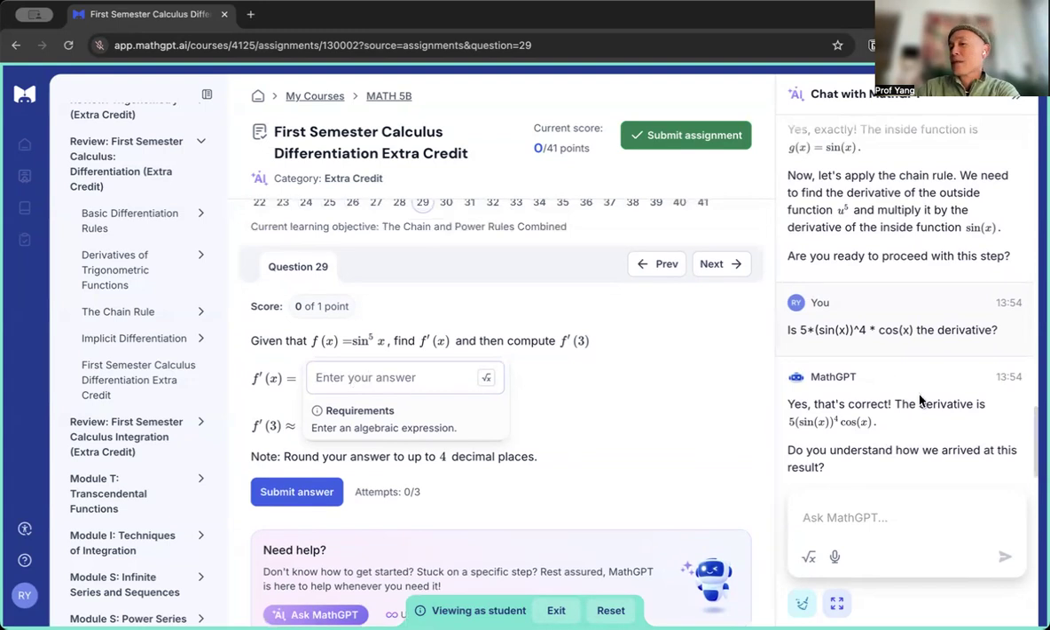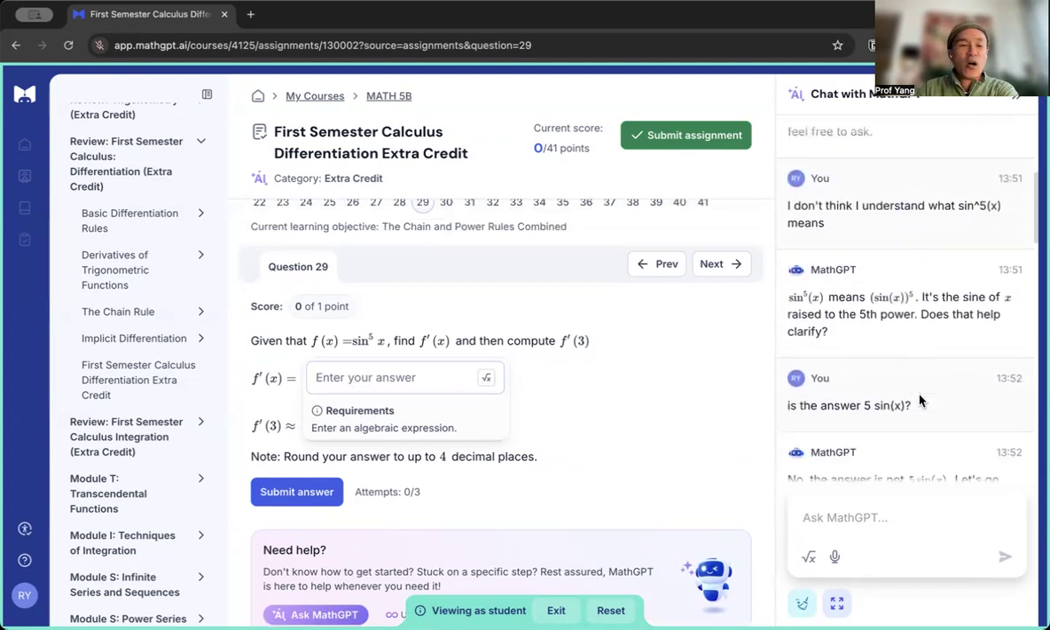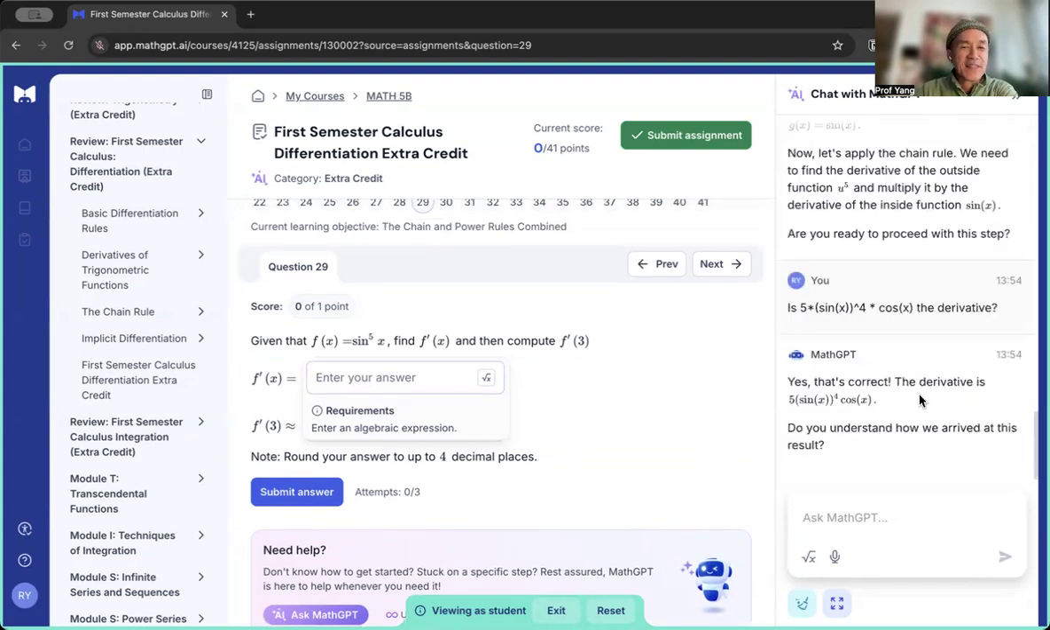So I really want you to interact with this AI agent to get help. I mean, it's essentially a personalized tutor. And I'm really hoping that this could lead you to be successful and learn the material of this class well.